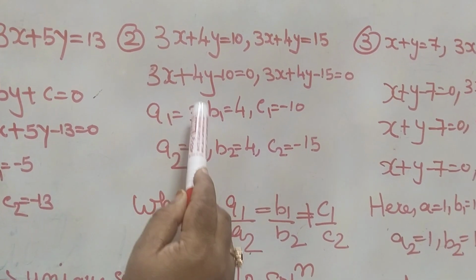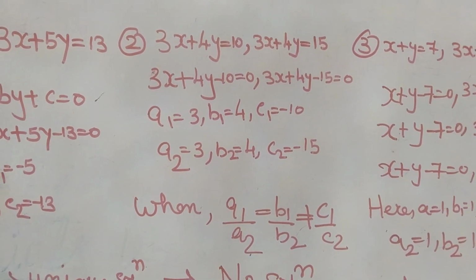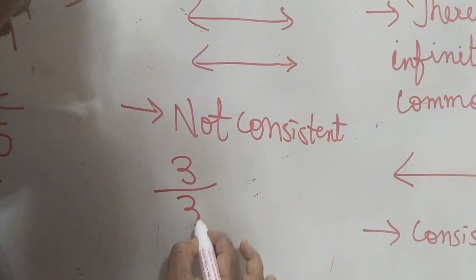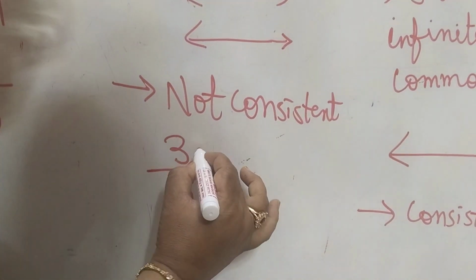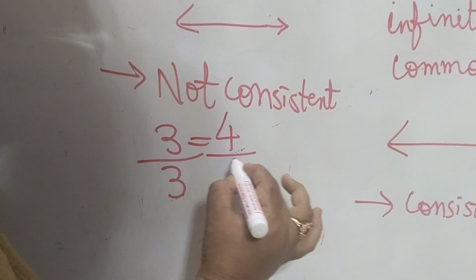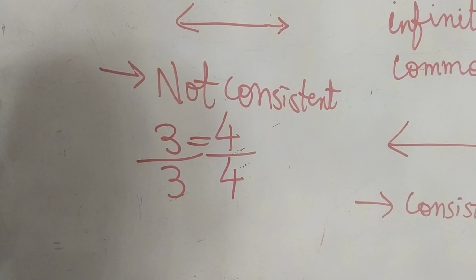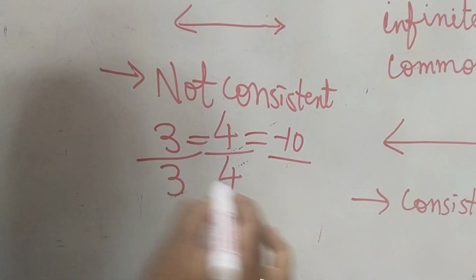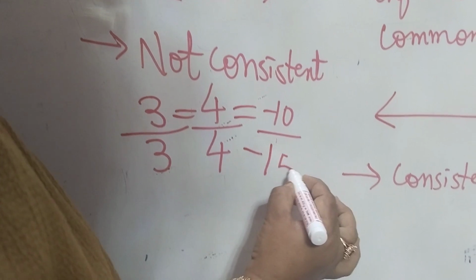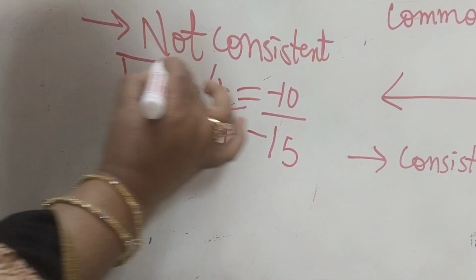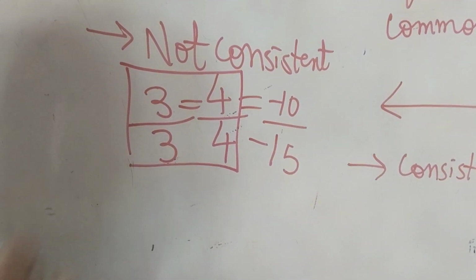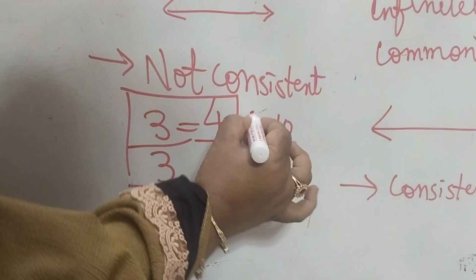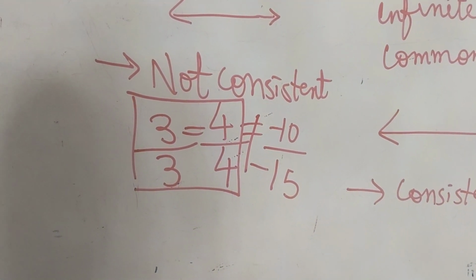Okay, now what is a1 here? a1 is 3. What is a2? a2 is 3. What is b1? Is 4. What is b2? Is 4. What is c1? Minus 10. What is c2? Minus 15. So here a1 upon a2 equal to b1 upon b2, but b1 upon b2 is not equal to c1 upon c2. Do you agree?